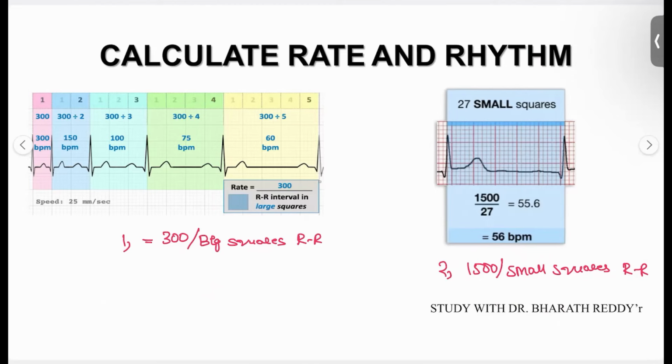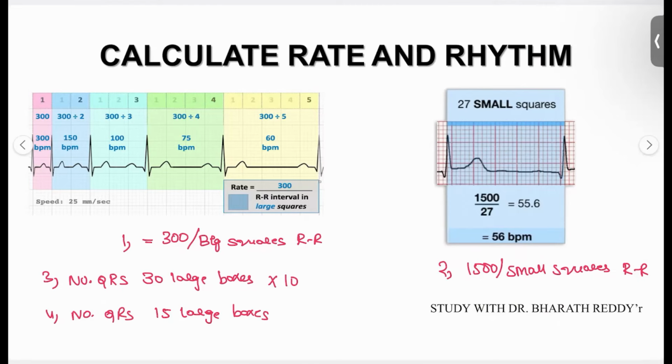And how to calculate the irregular heart rate? In the irregular heart rate, there are two formulas. One is the number of QRS complexes in the 30 large boxes multiplied by 10. So this is one formula, and another formula is again the number of QRS complexes in only 15 large boxes multiplied by 20. So this is how you can calculate the irregular heart rate also.